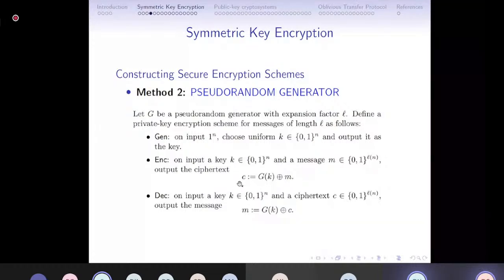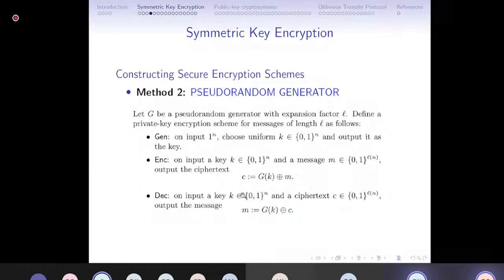In order to decrypt this ciphertext, the receiver simply uses the same key, feeds that same key into the pseudo random generator, converts it into the L bit output, and performs the exclusive OR with the ciphertext. In this way, he or she can decrypt the message. So this pseudo random generator overcomes the problem of keys being as large as the message space.